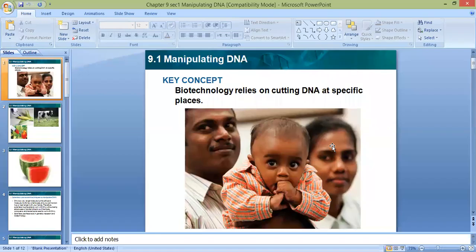Hello guys, today we are going to continue our revision for the final exam, up to chapter 9. We will start with section 1, which is manipulating DNA.